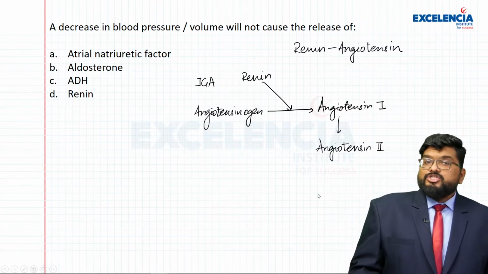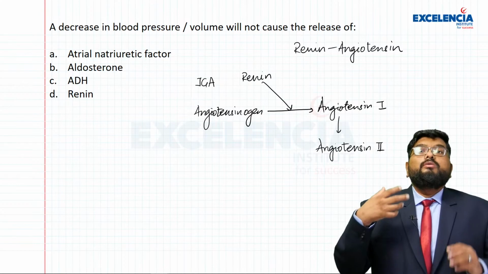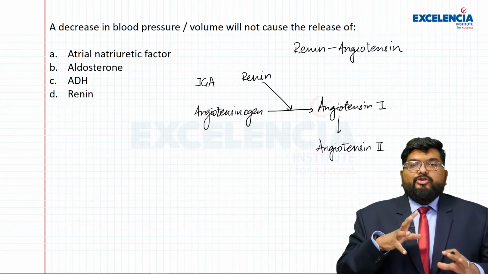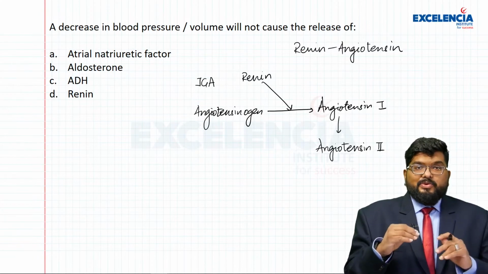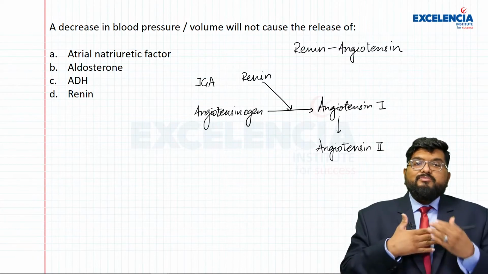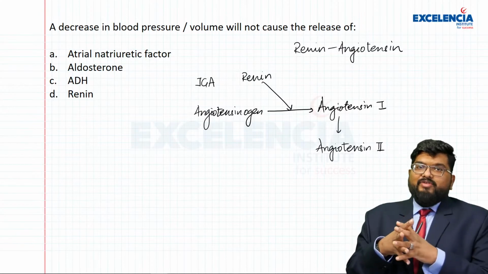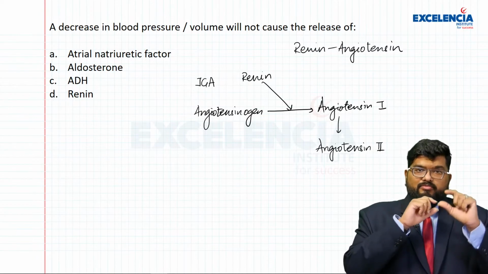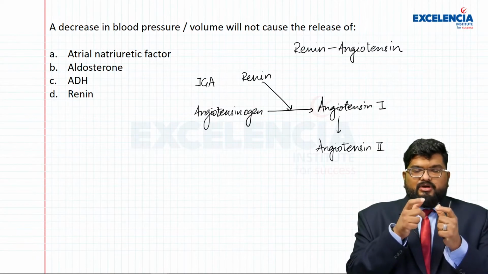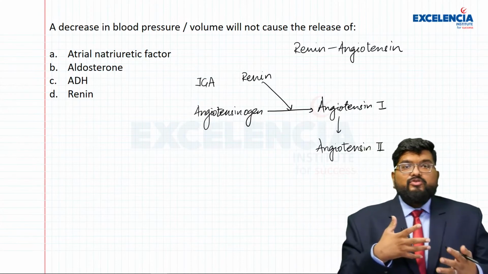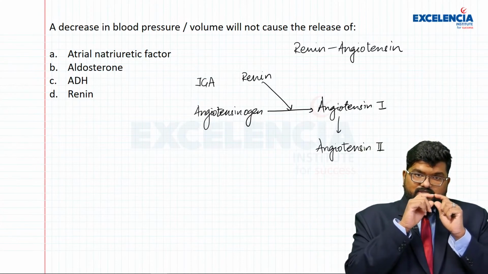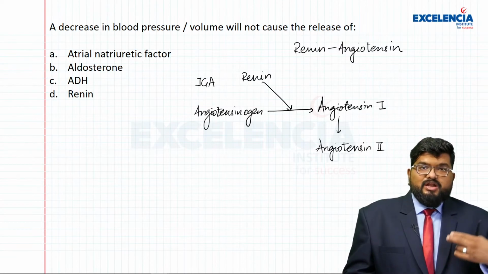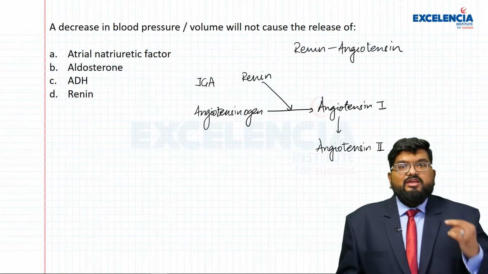Now angiotensin 2: angio means blood vessels, tensin means compression or tension. So what do you think angiotensin is going to do? It is going to increase the pressure on the blood vessels, which causes constriction. So it causes vasoconstriction; it's a powerful vasoconstrictor. Since it causes vasoconstriction, the blood pressure increases, and as the blood pressure increases, the GFR increases.